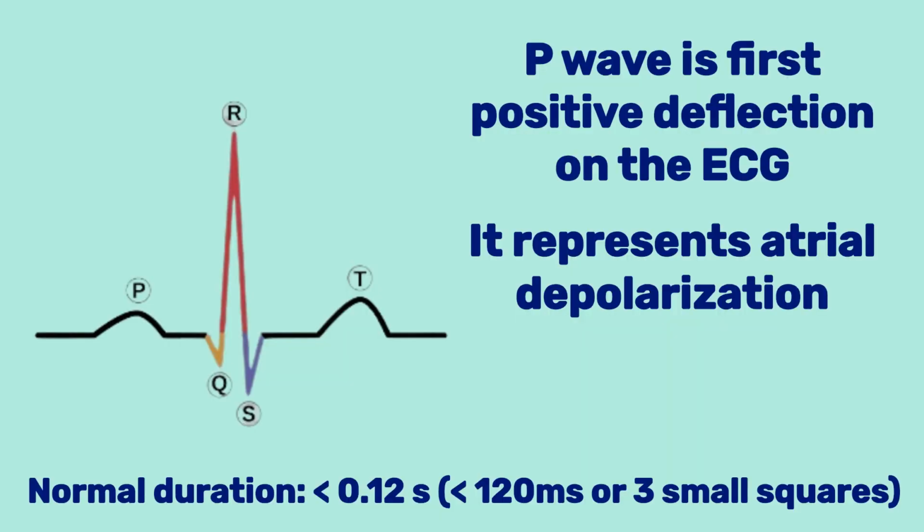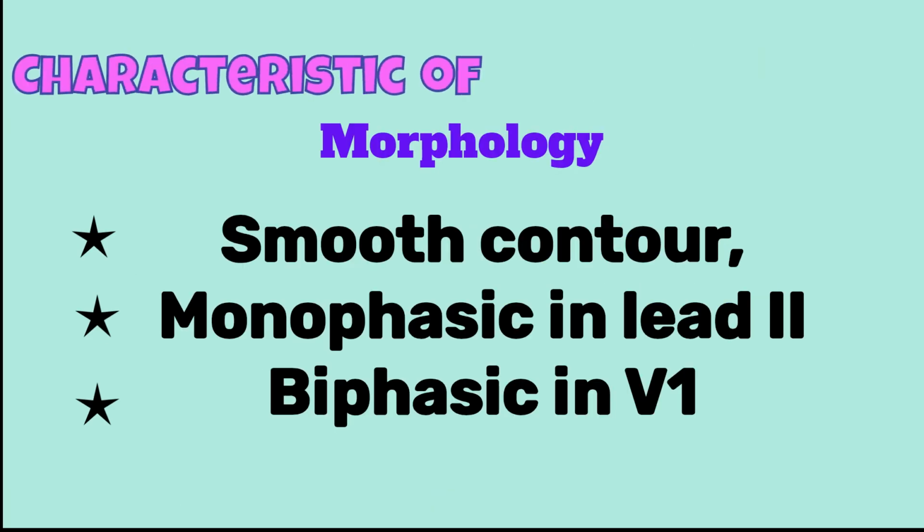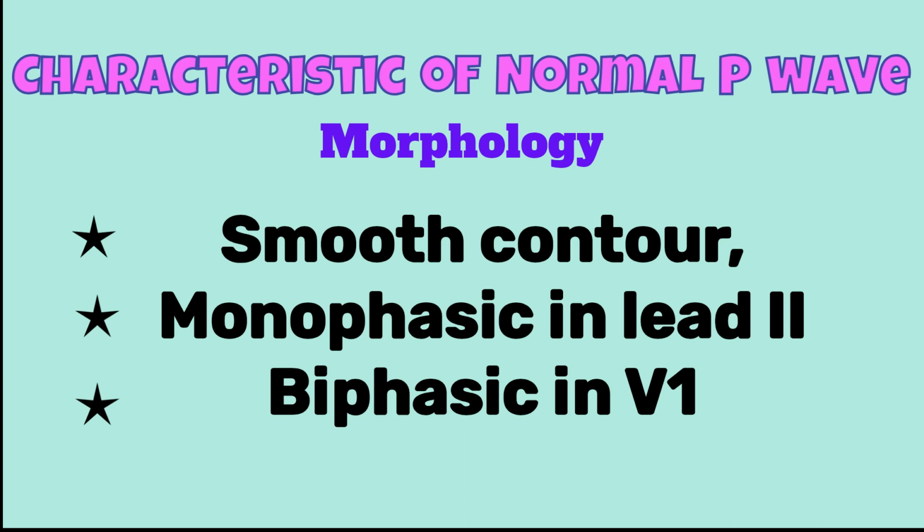P wave is the first positive deflection on the ECG. It represents atrial depolarization. Normal duration of P wave is less than 0.12 seconds. Characteristics of a normal P wave: morphology, smooth contour, monophasic in lead 2 and biphasic in lead V1.